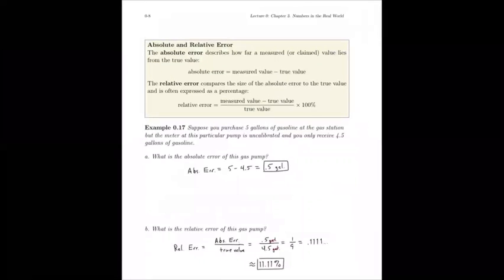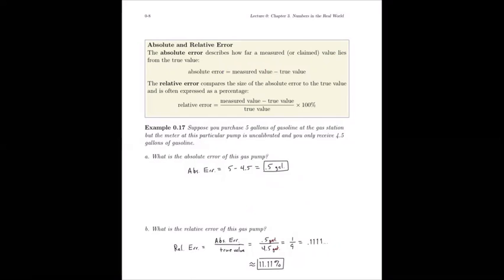So absolute error and relative error. Here's a calculation that we'll do. The absolute error is the measured value minus the true value, if we happen to know the true or the actual value. That's very similar to the absolute change, which is the new minus the old, or the new minus the reference.